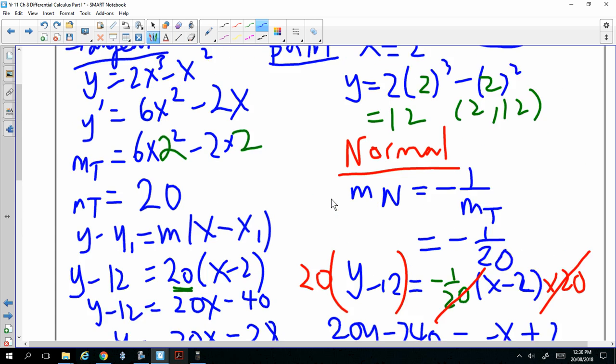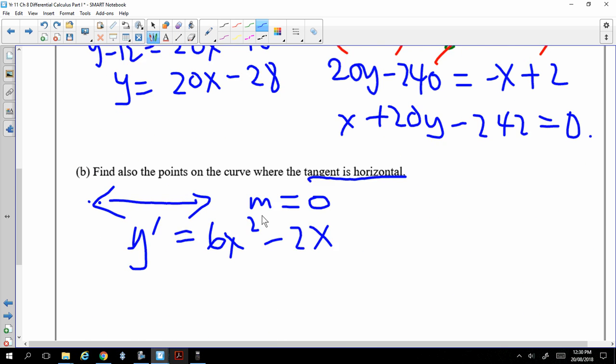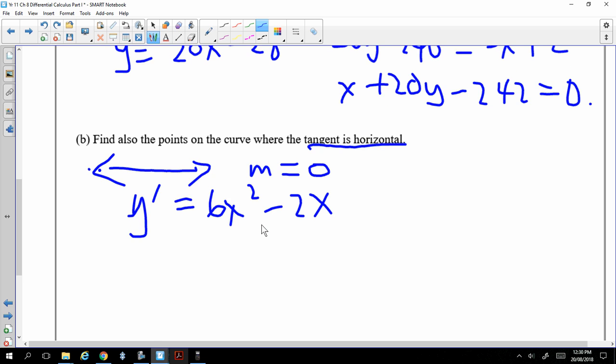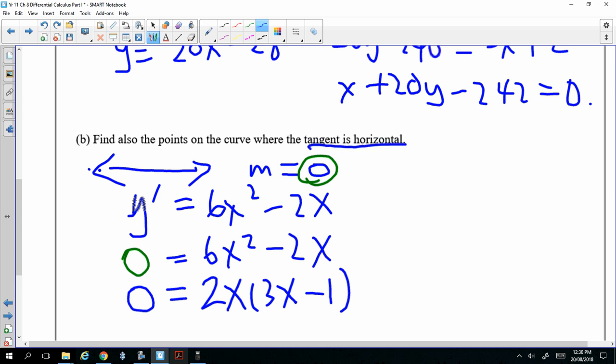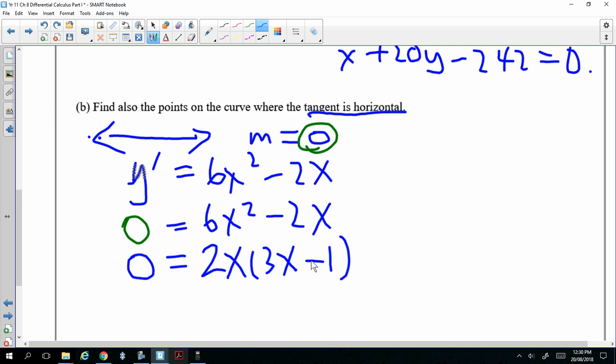Okay. Then what you do is you put y dash equal to 0 to find a point where the gradient is 0. Right? Now how do I solve this equation? This is a quadratic. How do I solve it? Factorize. What's the common factor? 2x. And then you get 3x minus 1. Yep. So that means the tangent is horizontal when 2x is 0 or 3x minus 1 is 0. And then you get x equal to a third, x equal to 0.